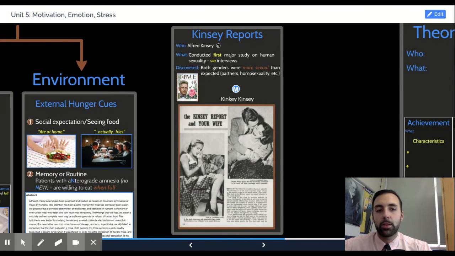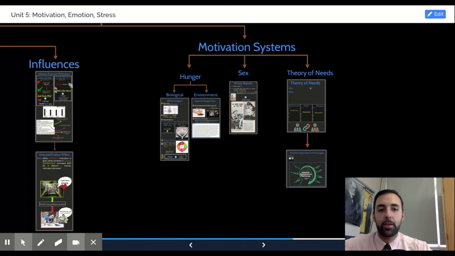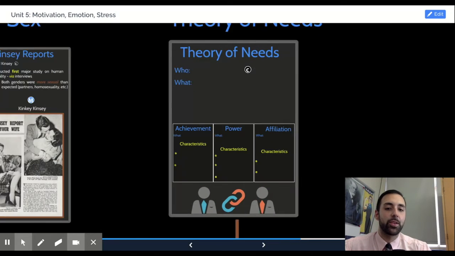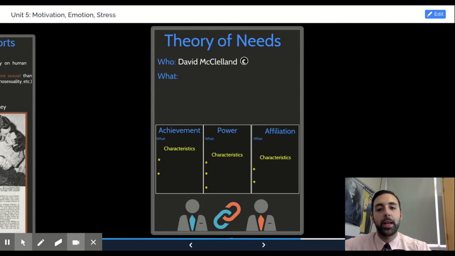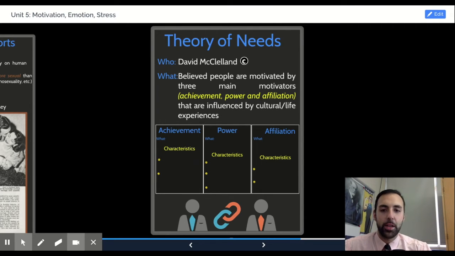The final box all the way to the right is something called the theory of needs. And we're going to talk about a gentleman by the name of David McClelland. McClelland offered up an explanation for what motivates us that oftentimes gets related to the workplace. So this applies to more than just the workplace, but you often see this concept applied to workplace dynamics. And we're actually going to do that ourselves in our classwork.